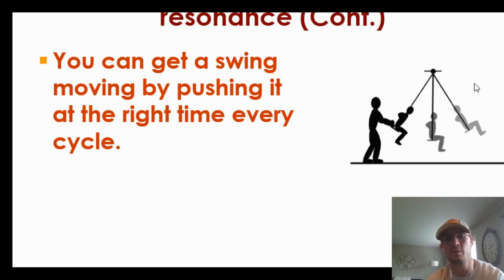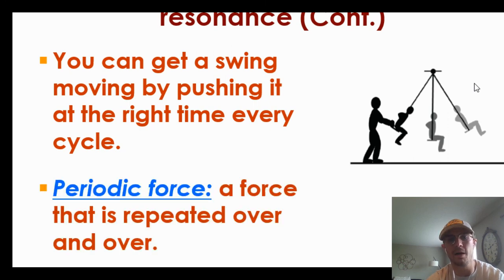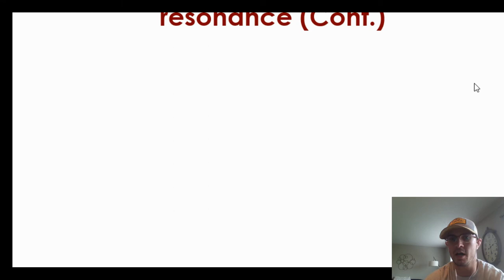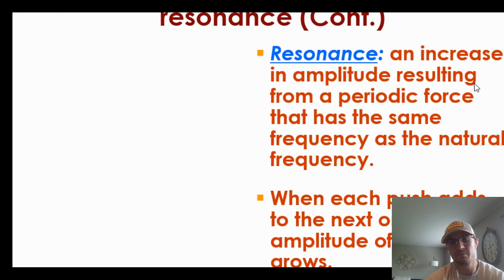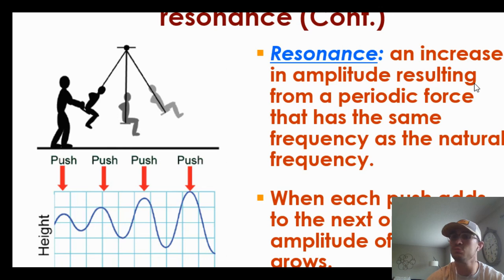So you can get a swing moving by pushing it at the right time every cycle, right? So if I'm pushing my son, it doesn't work to push him when he's on his way down towards me, right? A push at the wrong time doesn't help. But if I apply a periodic force, a force that is repeated over and over at the right time, a force that goes with my natural frequency, then you guys know what happens. You can swing higher and higher, right? And that is called resonance. Okay? When I'm applying that force over and over at the right time, I may get an increase in amplitude. And that's what resonance is.